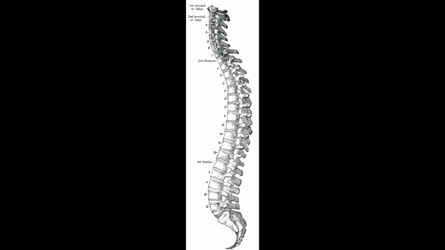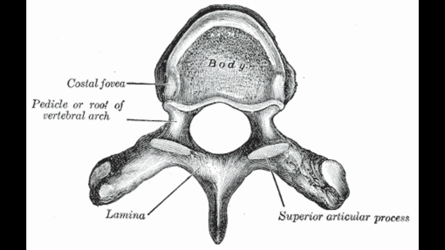With the exception of the first and second cervical, the true or movable vertebrae present certain common characteristics, which are best studied by examining one from the middle of the thoracic region. General characteristics of a vertebra.